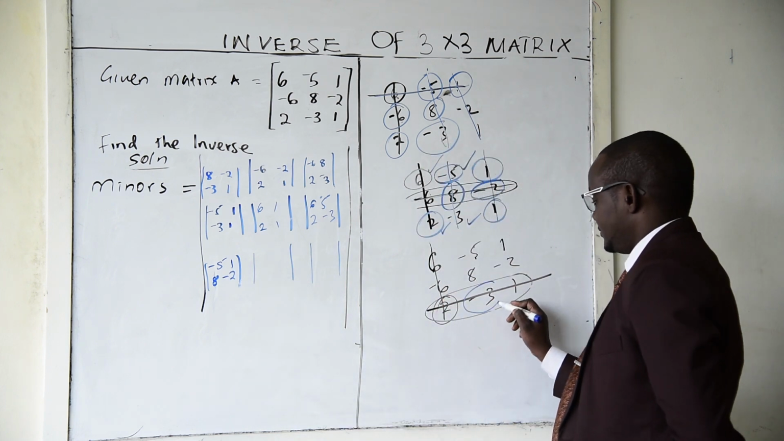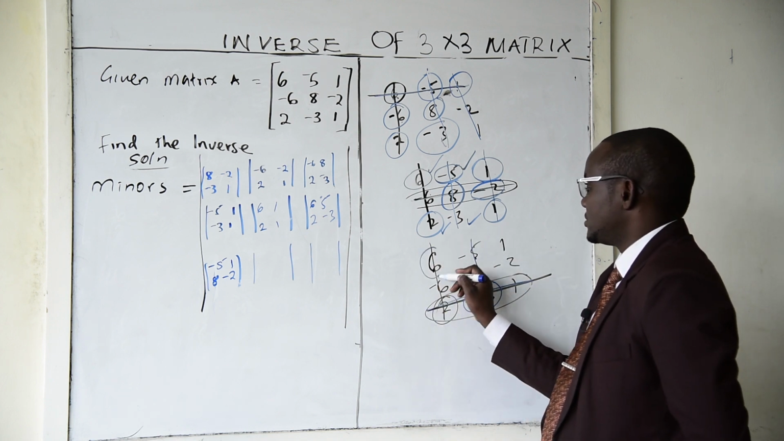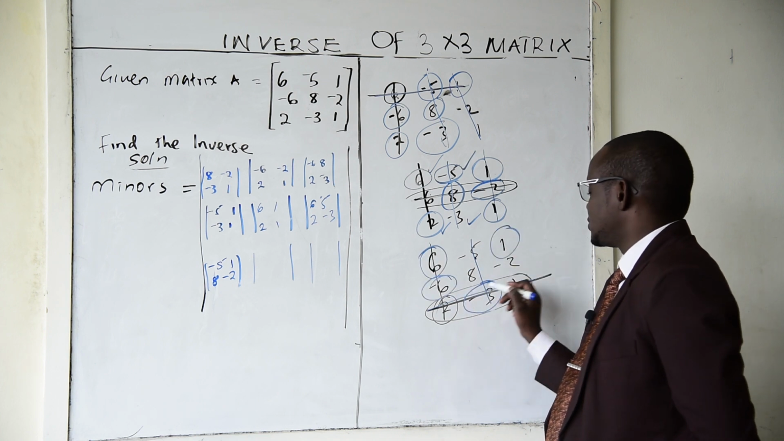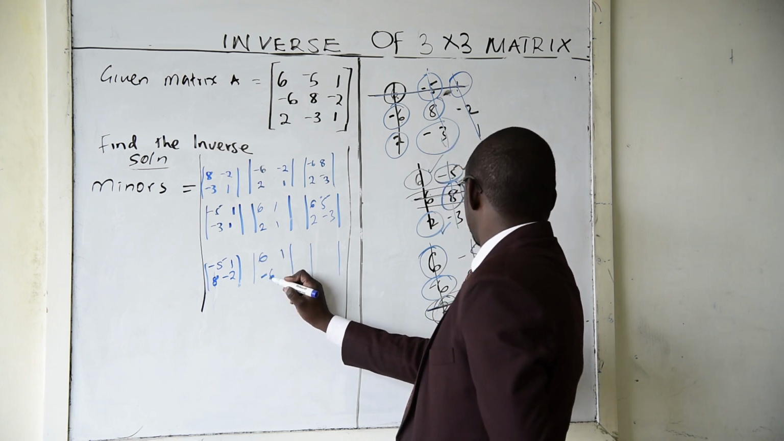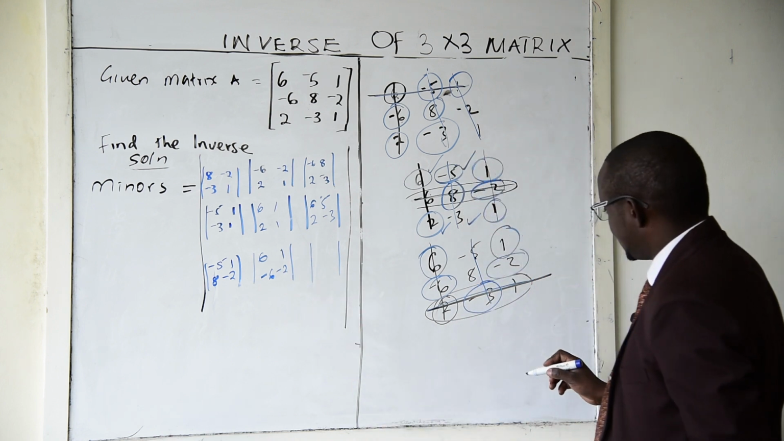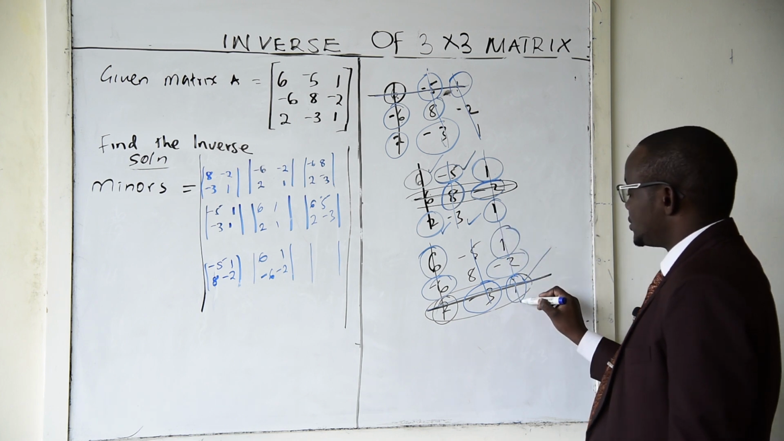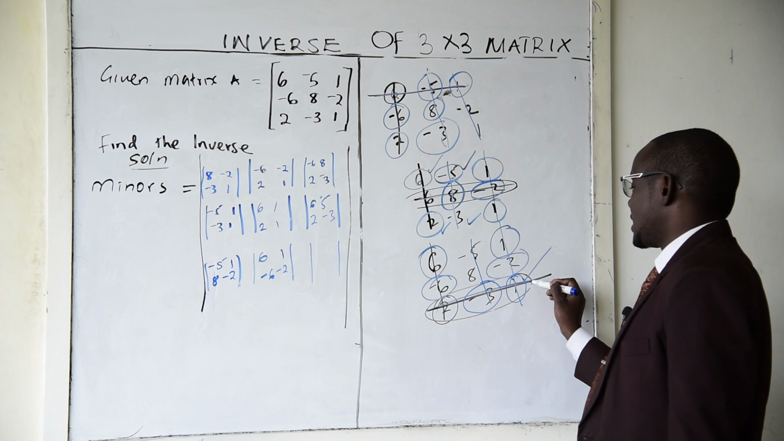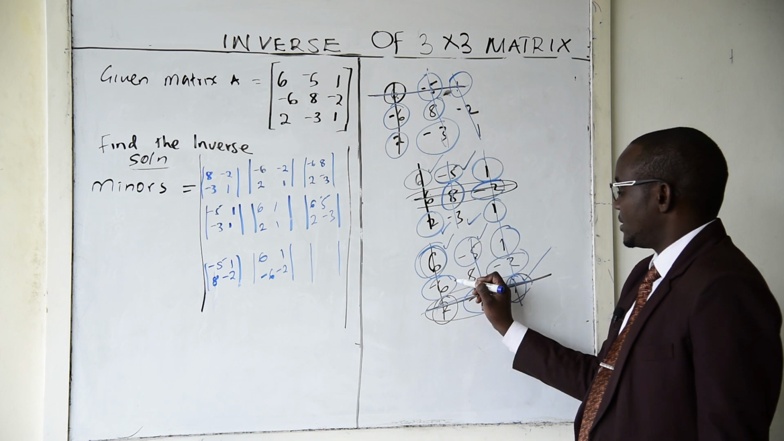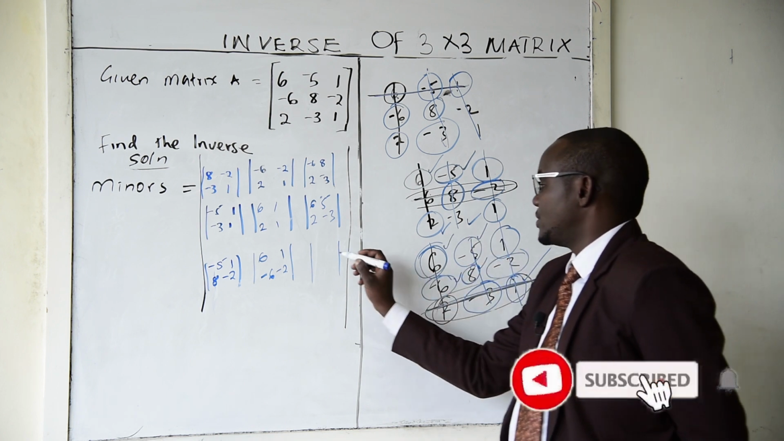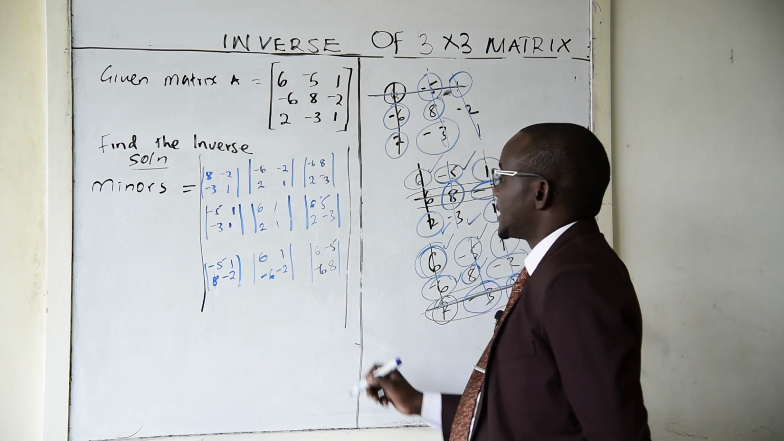To get the second element, I cancel this column and this row. So I remain with 6, 1, negative 6, and negative 2. To get the third element here, I cancel this column and this row. So that means I remain with 6, negative 5, negative 6, and 8.